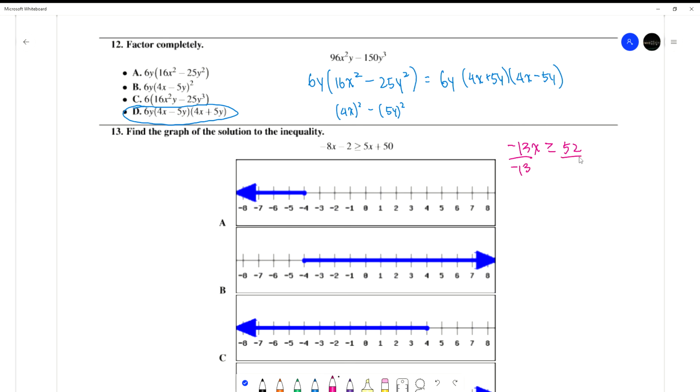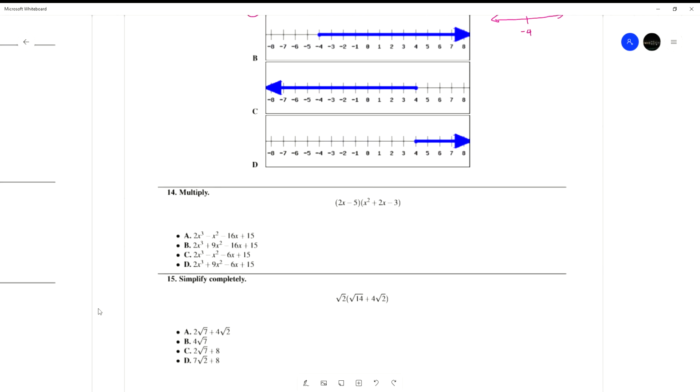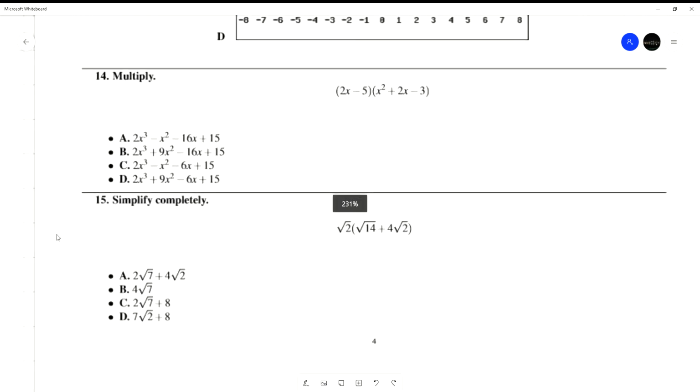So remember, this is the important step here. When you divide or multiply by a negative, the inequality sign reverses. So now this is x is less than or equal to negative 4. Right? So what does the graph of that look like? If you have negative 4 here, it's a closed circle going towards negative infinity. So that means answer choice A is the correct answer. Okay. Let's do the last two on this page.